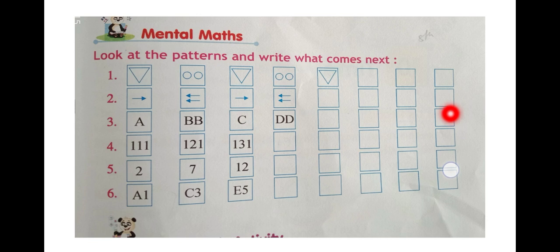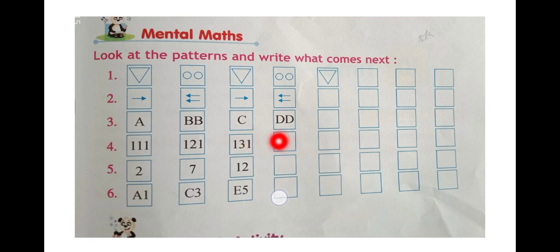Alright, children. Now question number 3 is, see, with alphabets. As I told you, number 3 is patterns using alphabets. So the first alphabet is A. The second one is B. Okay. Third one is C. Fourth one is D. But you see here, A is written only once, but B is written twice. Isn't it? Repeated two times. C is written once and D is repeated twice.